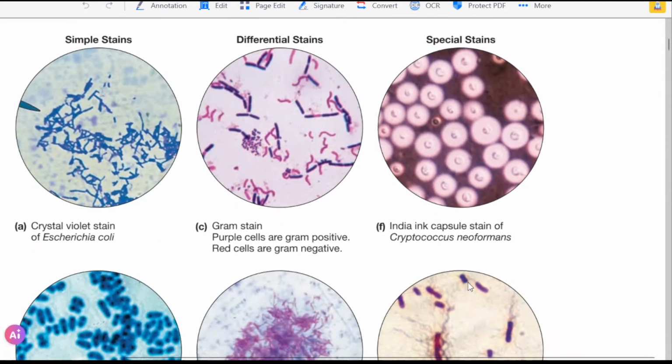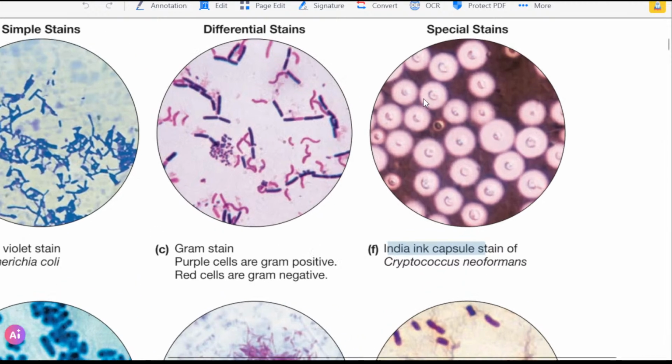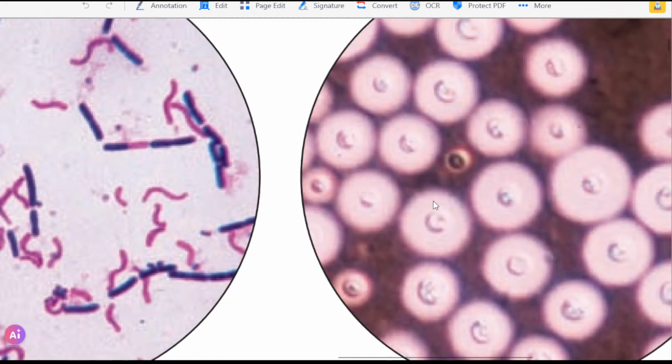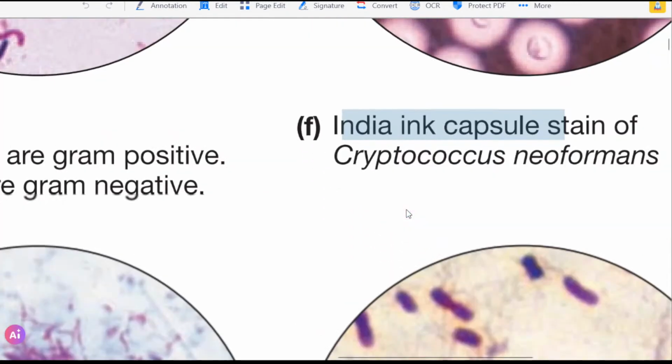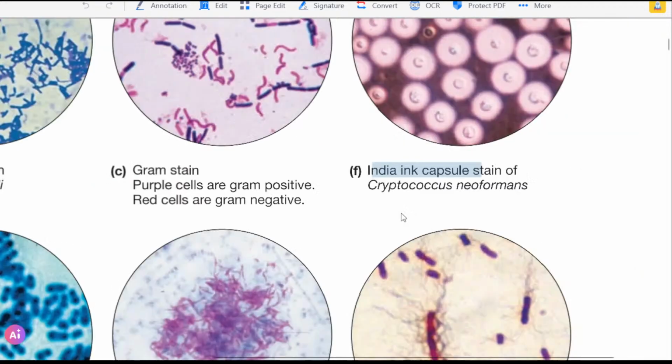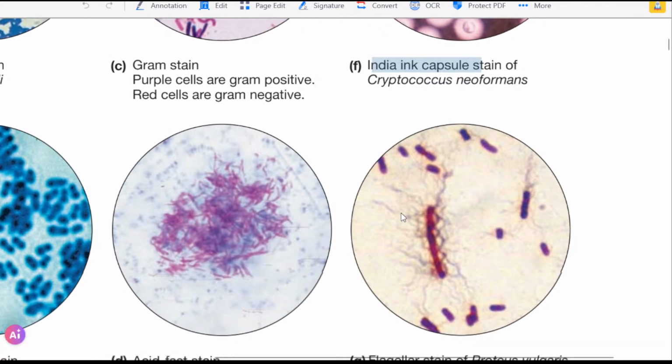Before going into that, let's look at the India ink capsule staining. So India ink, we did say that it is the negative staining. So the background is darkly colored. When we look at the cells, the capsule also looks like something different than the cell wall. So the capsule is quite strong. It's more in quantity than the cell itself. So this is the Cryptococcus neoformans.